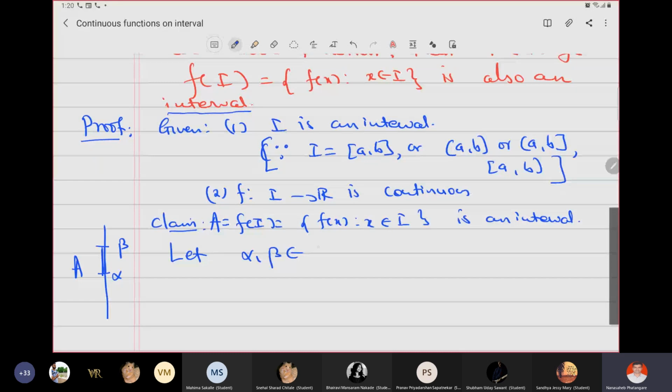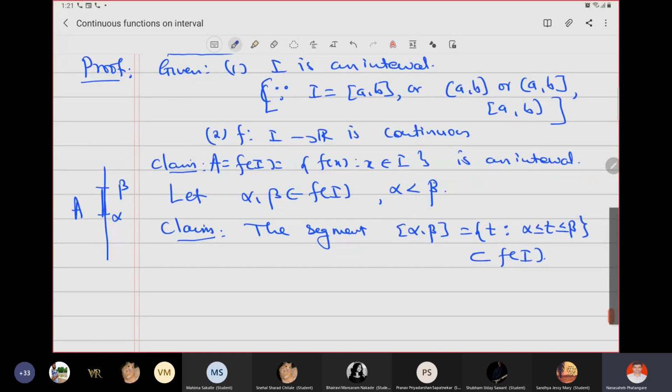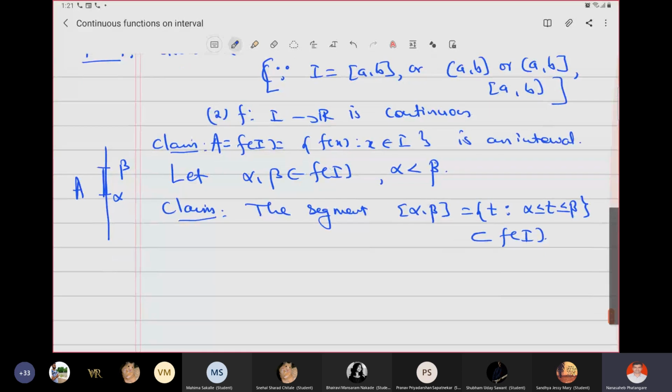So what is our claim? The segment alpha beta. What is the segment alpha beta? Those elements t such that alpha less than or equal to t less than or equal to beta are also contained in f of I. So choose any two elements, no matter which alpha and beta you select, just close your eyes and select, then join them by a segment and check that the entire segment lies inside. That means f of I itself is an interval because it contains everything in between.